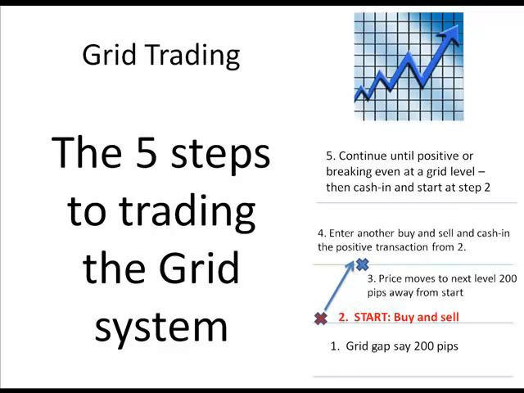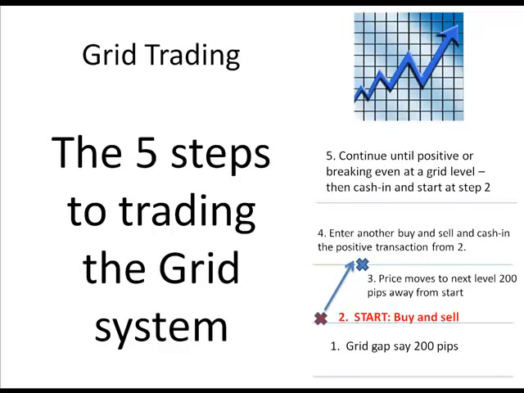Once it has reached there, you go into step 4, which is you enter a buy and a sell at that level again. Then you cash in your positive transaction. The buy from your initial transactions will be positive, so you cash that buy in. You just leave the transaction that's negative. Then continue until all the transactions that you have entered into are positive or breaking even at a grid level. Once that happens, you cash it all in and you start all over again.